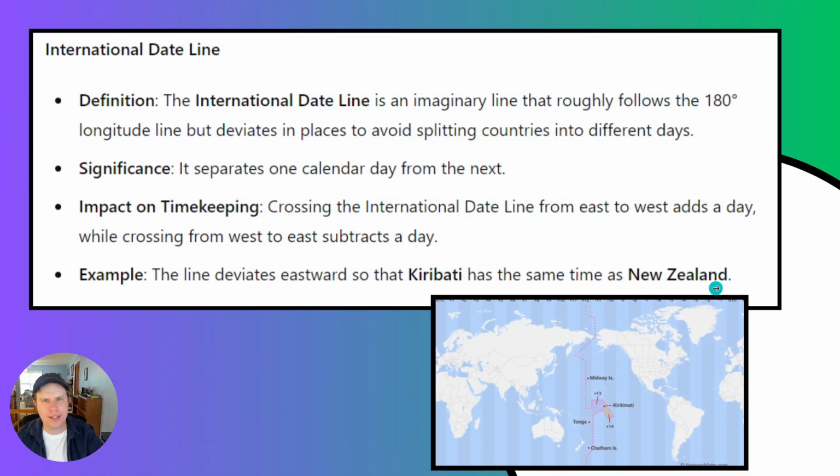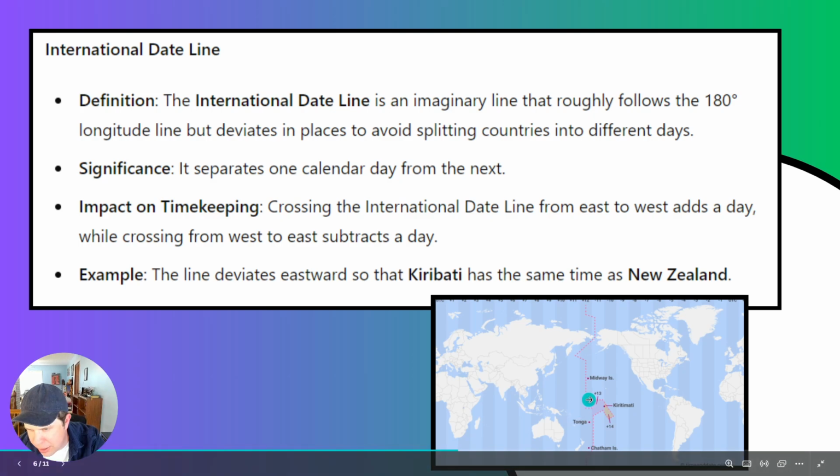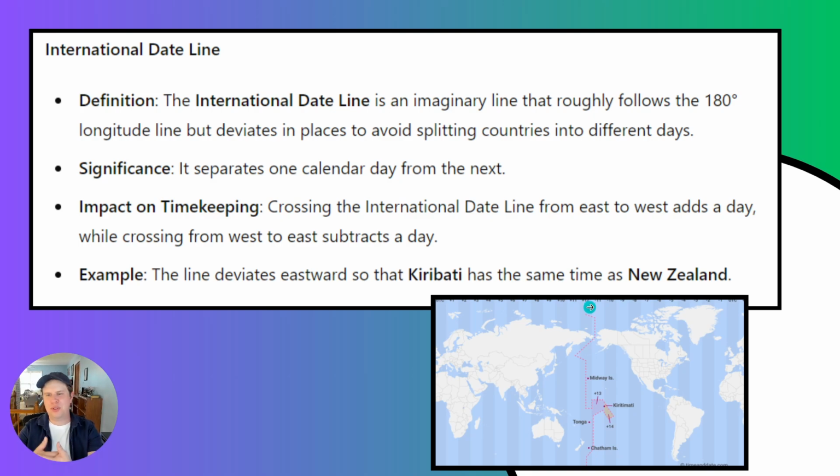The international date line is an imaginary line that roughly follows the 180-degree longitude line, but it deviates in places to avoid splitting countries into different days. So it separates one calendar day from the next. Crossing the international date line from east to west adds a day, while crossing from west to east subtracts a day. So if you look at the line right here, you'll see that it is split, because remember, this is human created. But essentially, as time passes, you have to go to another day.